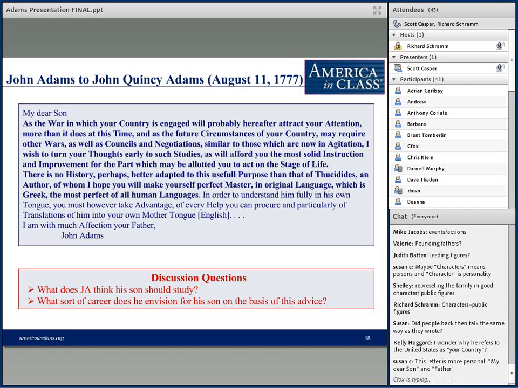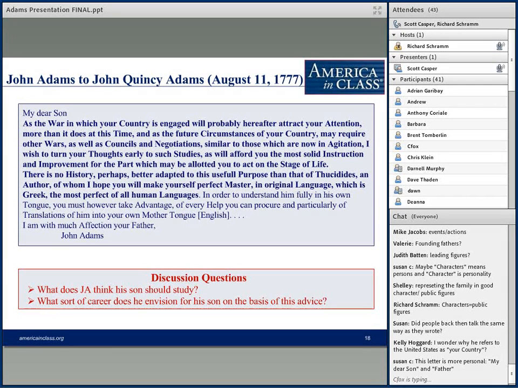Why does he refer to the United States as your country? Good question. The letter is more personal. I agree. I think we actually have here John Adams talking about John Quincy as my dear son, himself as your father, and expressing affection. I am with much affection your father. We haven't seen that in the previous letters.